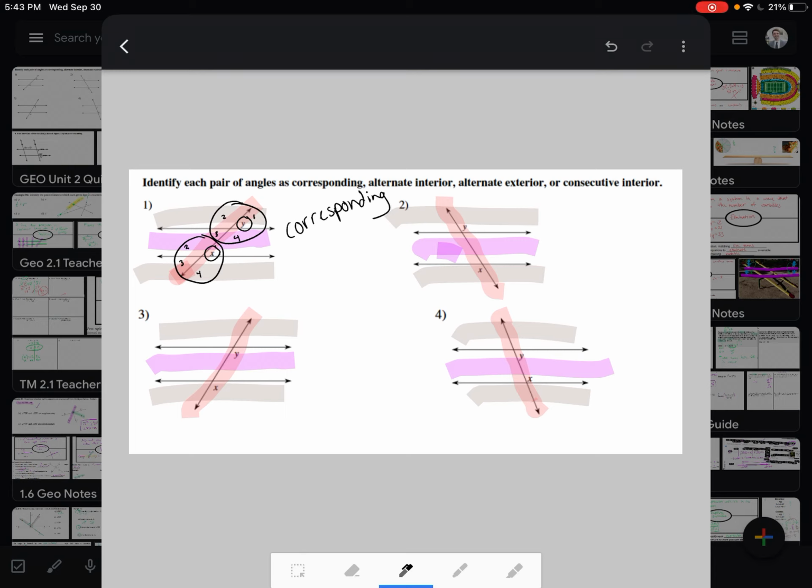All right, so use that information. Hopefully that'll help you answer 2, 3, and 4 to classify what types of angles these are. And again, color coding, annotating, and marking things off is going to put you in a good position to be successful.